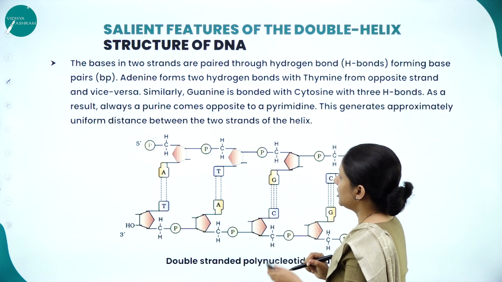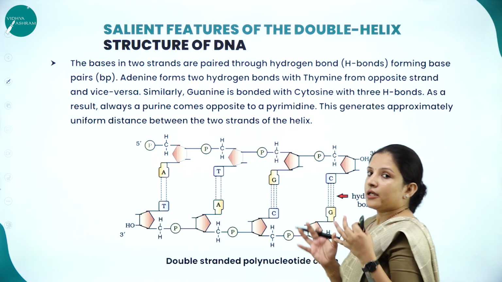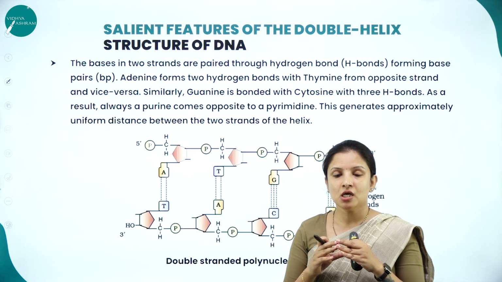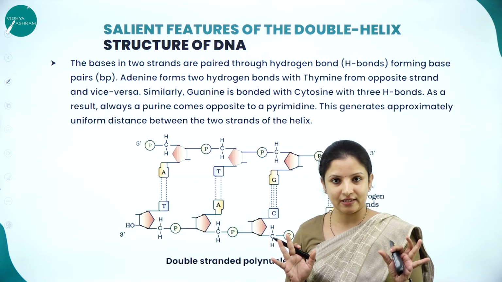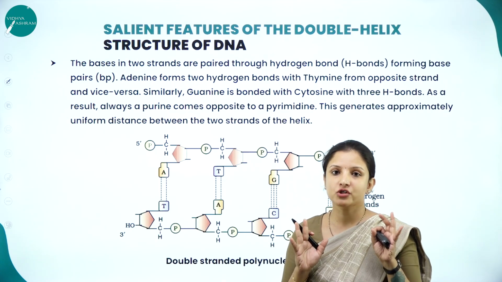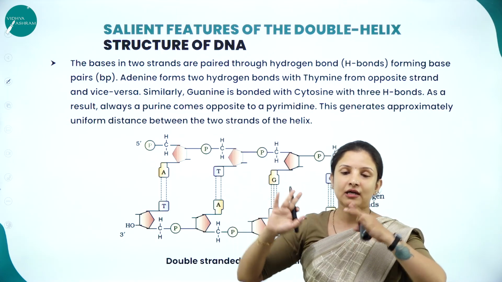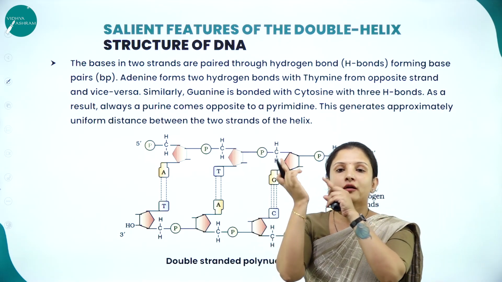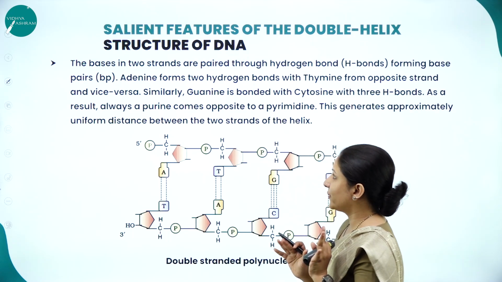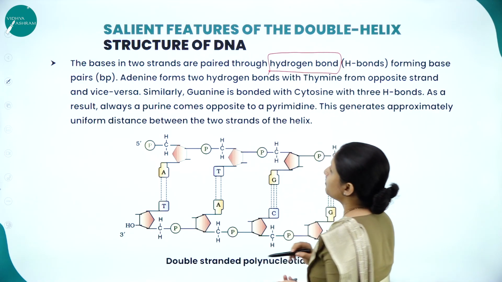So moving further, the bases in the 2 strands are paired. Now, if the 2 strands have to be held together in position, there has to be something which holds them. What is that? It is a bond. What type of bond? It is a hydrogen bond. If the bond is not there, one strand will be somewhere and the other strand will be somewhere else. They will not coil properly and will not be held in position properly. That is why this hydrogen bond is very, very important.